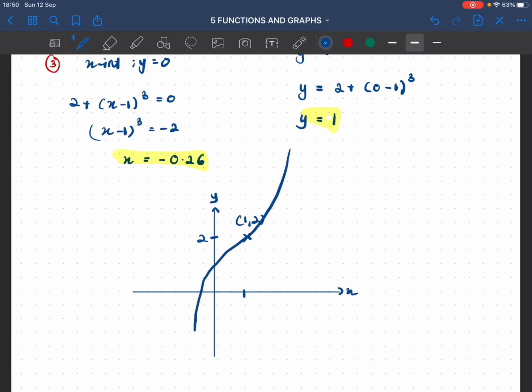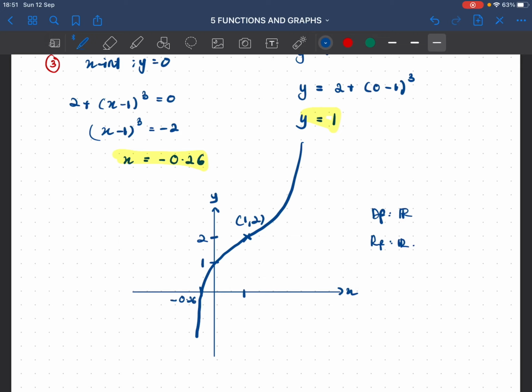Okay, sorry. So it inflects here. Alright, so we are going to label our intercept. Y equals 1, x equals negative 0.26. Okay, so now the domain should be negative infinity to infinity, or real numbers. Range is real numbers as well.